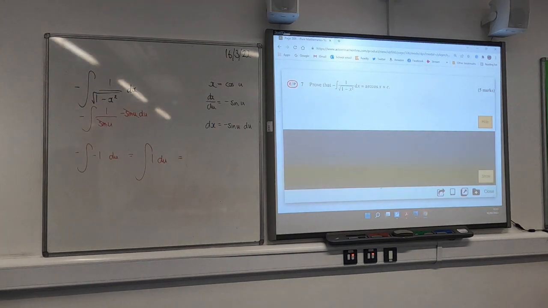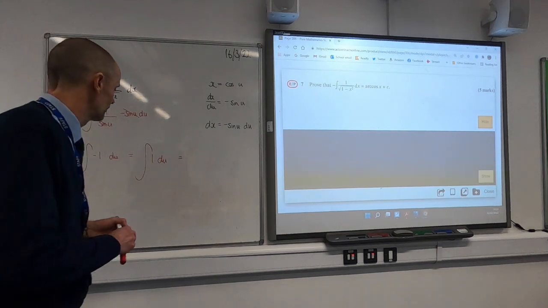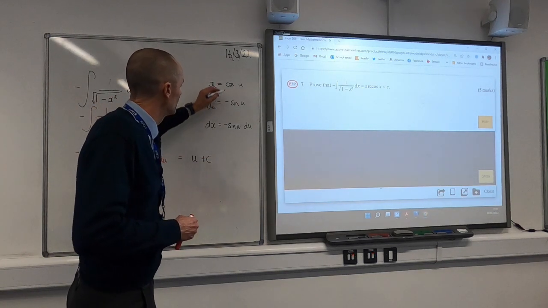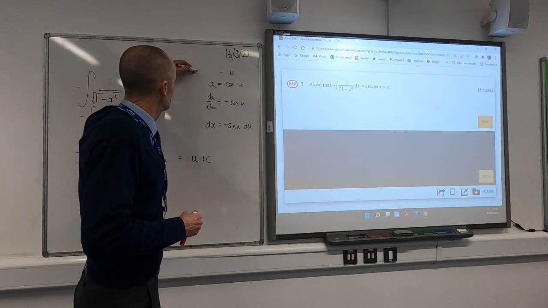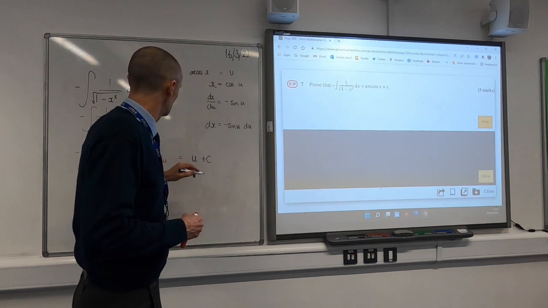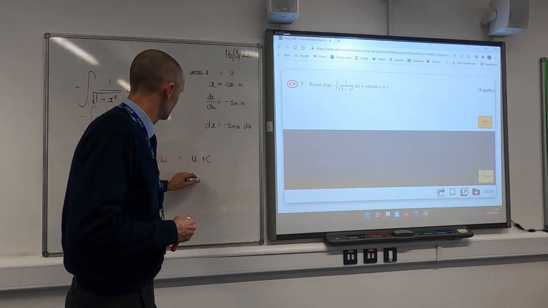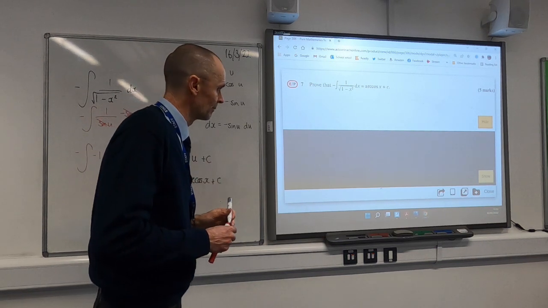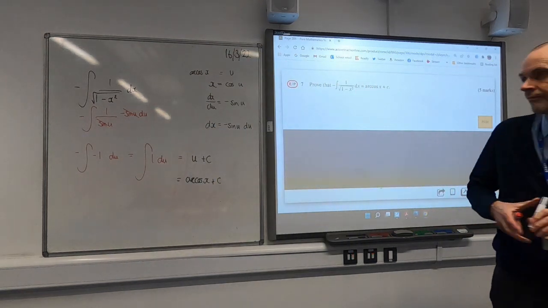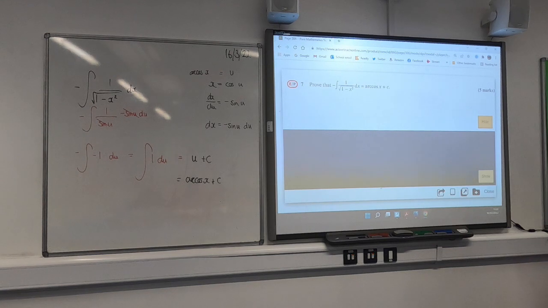So if you use the x equals cos u substitution, the only difference is you get a minus in there, but there's a minus out the front, so those two minuses combine, so you end up with identical to our previous one. That's just a classic sort of proof type question.